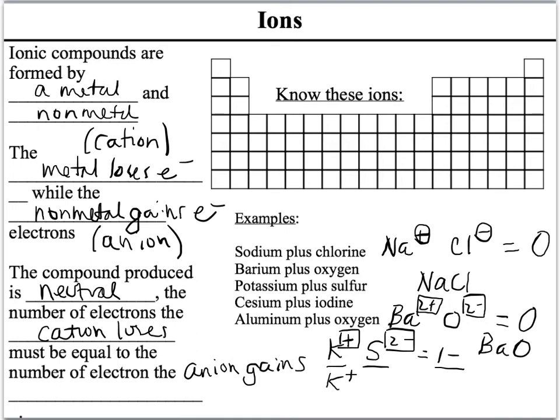So now I have 2 +1s, so we could say +2 overall. And then we have 1 -2, so -2. So a +2 and a -2 makes this 0. So the formula for this one would be K2S, or potassium sulfide.